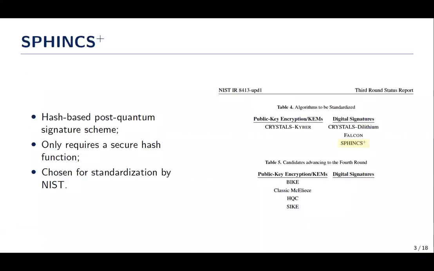So for those who don't know, SPHINCS+ is a hash-based digital signature scheme. And it was recently chosen by NIST for standardization as a post-quantum alternative for signature schemes. The main reason why it was chosen is that it is a very conservative and secure choice. Other signature schemes still rely on additional assumptions, while in SPHINCS+ nothing but a secure hash function is required.